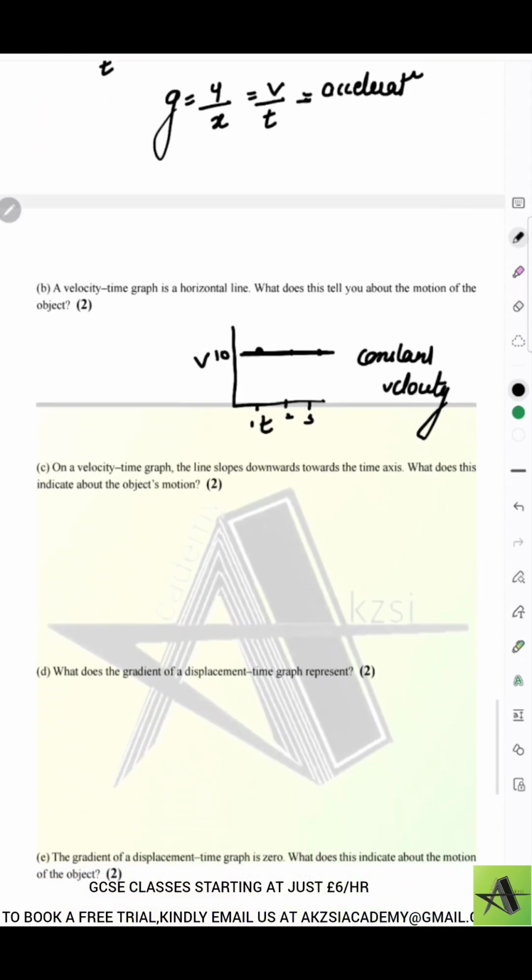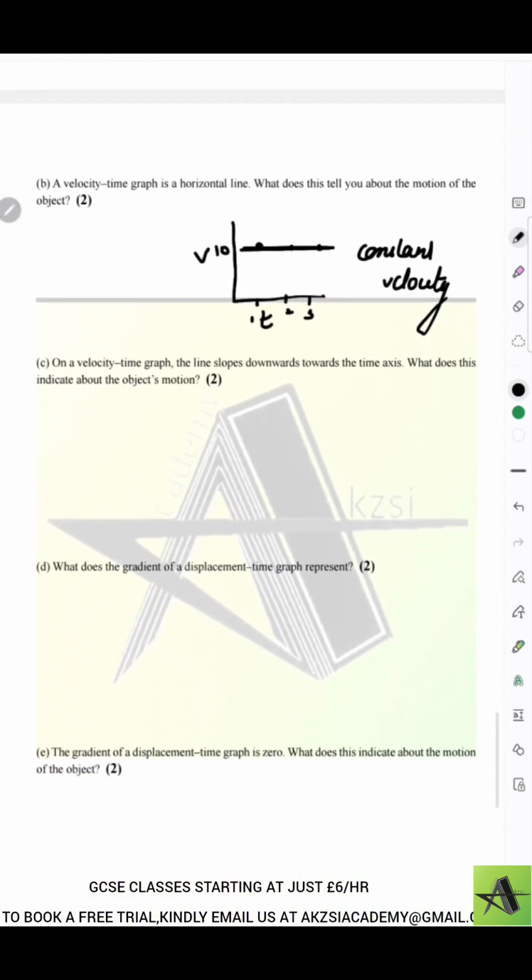Part C, on a velocity time graph, the line slopes downwards towards the time axis. What does this indicate about the object's motion? So this is your VT graph and it's going downwards. That means the gradient is obviously negative in this case. And if it's like this, that means it's increasing. So the gradient is positive. Here the gradient is negative.